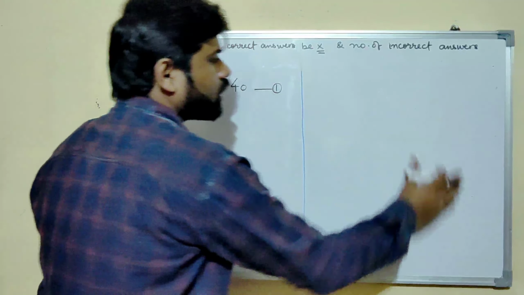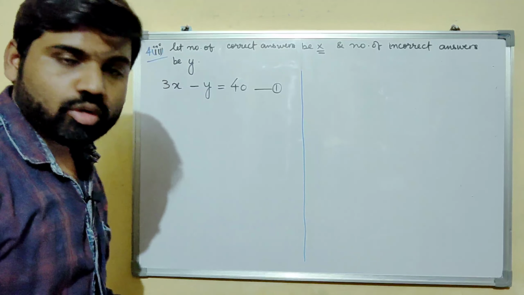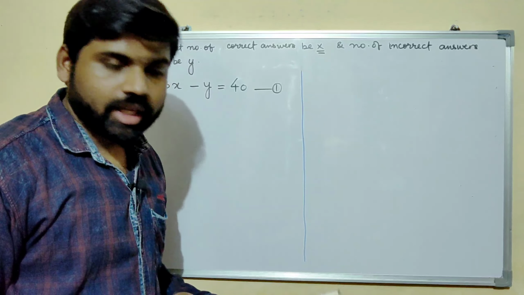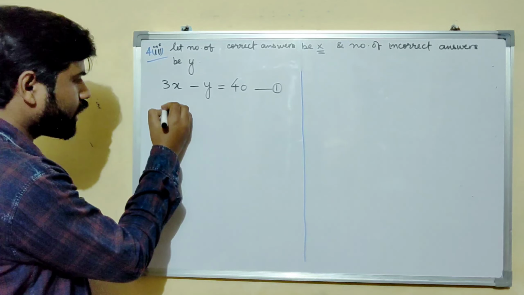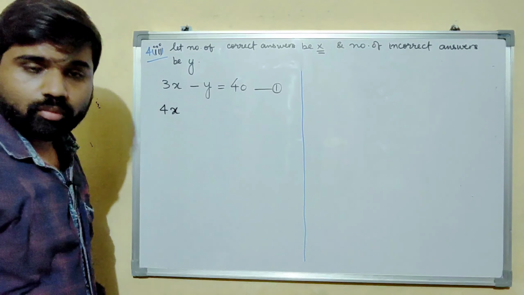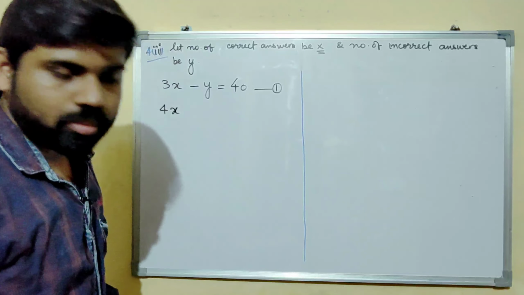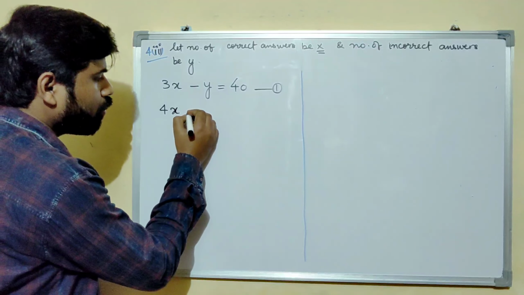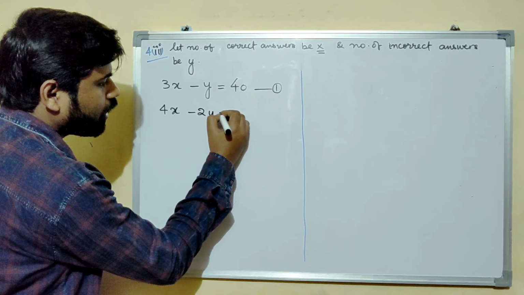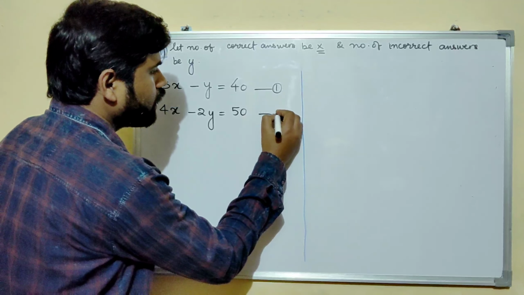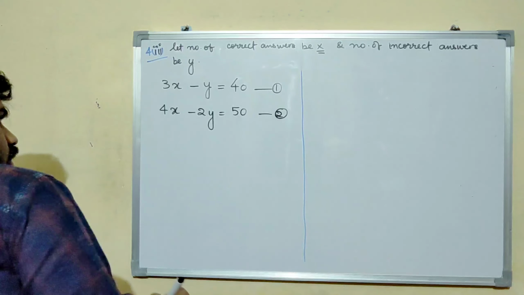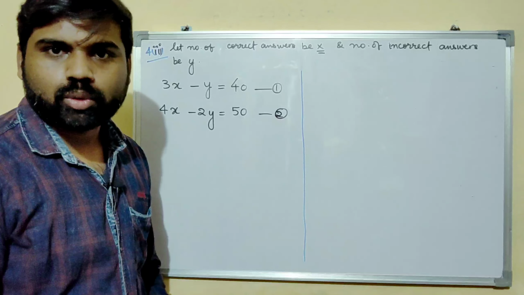Now in the second equation they are saying that had 4 marks been awarded for each correct answer, so they are awarding 4 marks instead of 3, he will get 4x, and deducting 2 marks for each incorrect answer, so minus 2 into y, he would have got 50 marks. So this is your second equation. Now you can solve this by any method which you like.